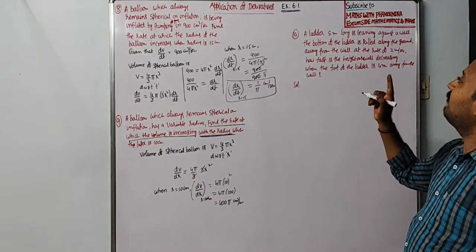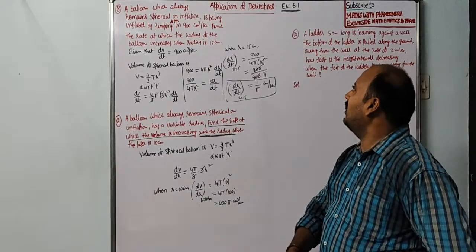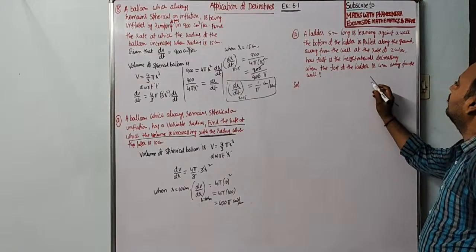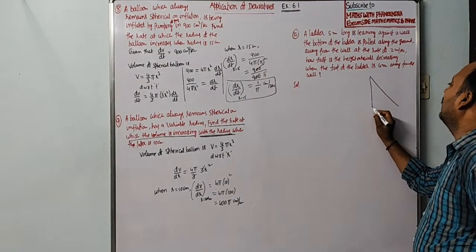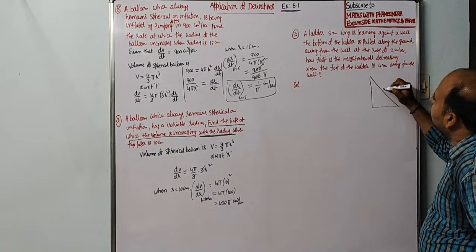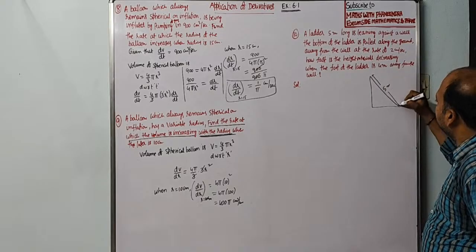A ladder 5 meter long is leaning against a wall. See, this is the ladder, this is the wall, this is the ladder. How much is 5 meter long? This is the ladder.